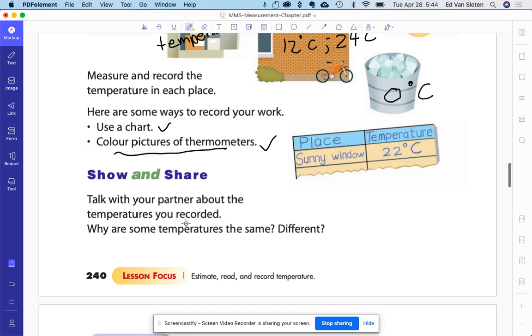Talk with your partner about the temperatures you recorded. Why are some temperatures the same? Room temperature stays the same if you put a thermometer in different parts of the room. Why? What's the main reason that they're different? You take the temperature from outside and you can compare it to the temperature from inside, and most of the time it's going to be different.